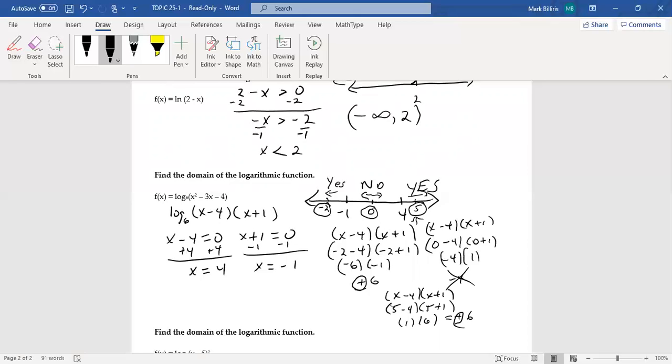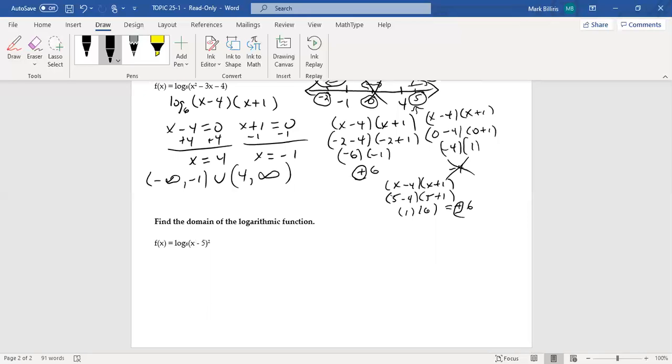So my endpoints are negative 1 and 4. My first interval would go from negative infinity to negative 1. That's where it was yes. Since I have a second interval that worked, I'm going to use union. The middle interval didn't work, but my last interval does. So that goes from 4 to infinity. So my solution would be negative infinity to negative 1, union with 4 to positive infinity.